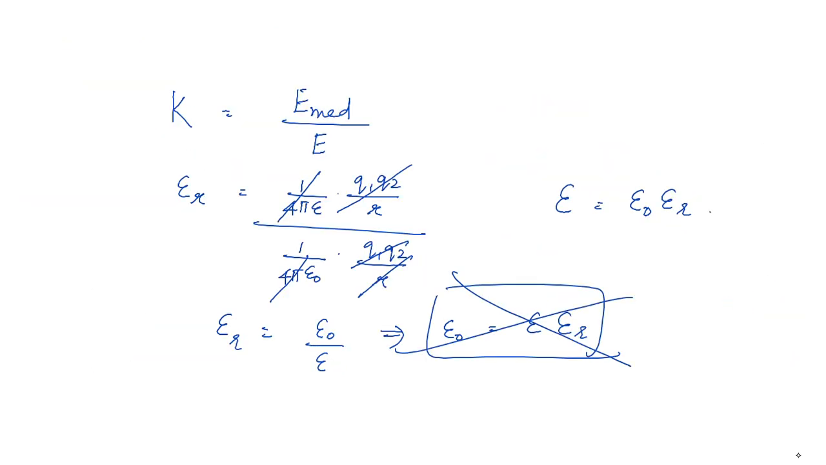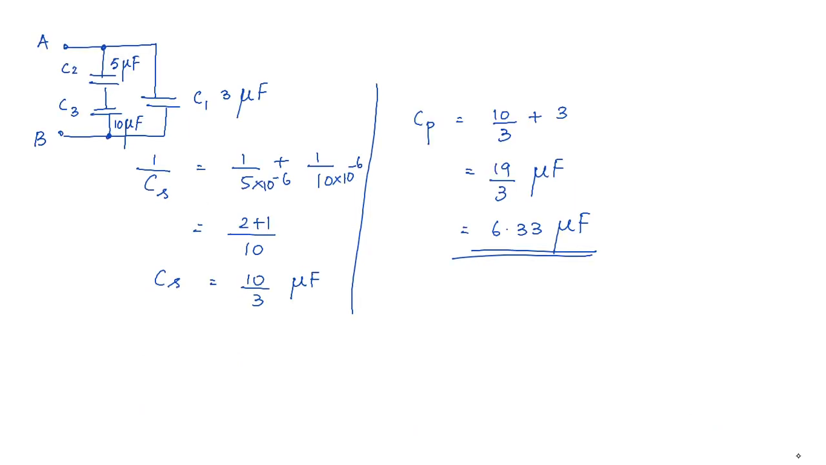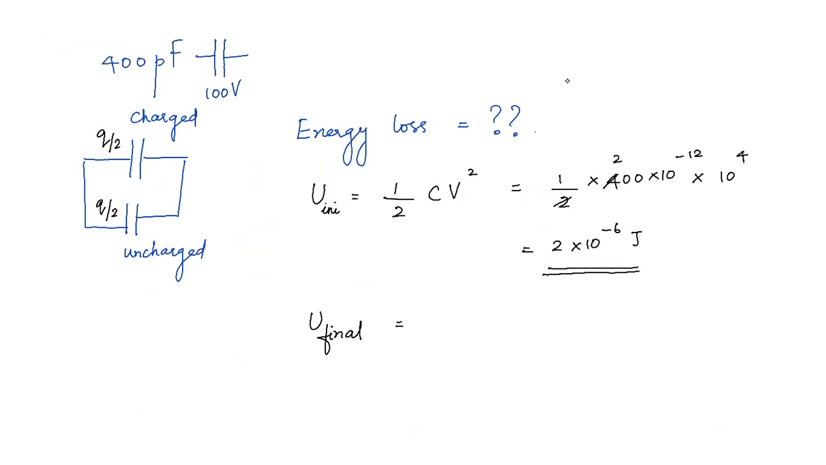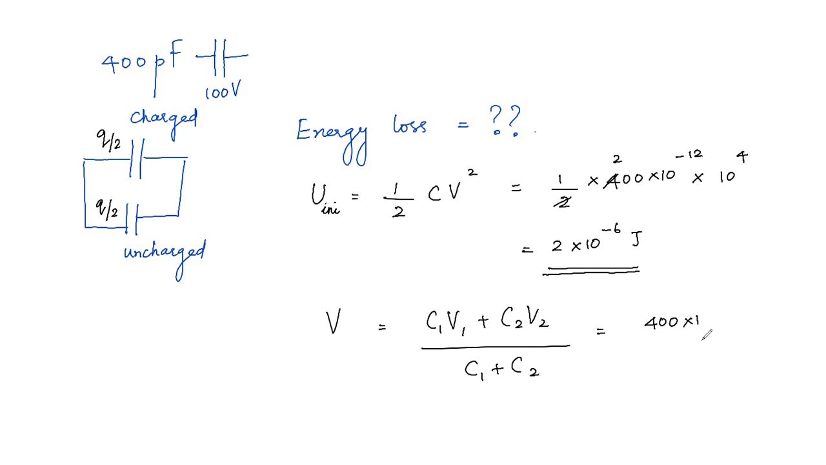So what am I going to do in this case? Since the charge is going to be U final, let me calculate. That's how my mind is working. I will calculate the common potential, which is C1 V1 plus C2 V2 divided by C1 plus C2. There is no V2 potential. So C1 is 400 into 10 power minus 12 into 100 divided by 2 into 400 into 10 power minus 12. So it cancels and I have 50 volt as the common potential.